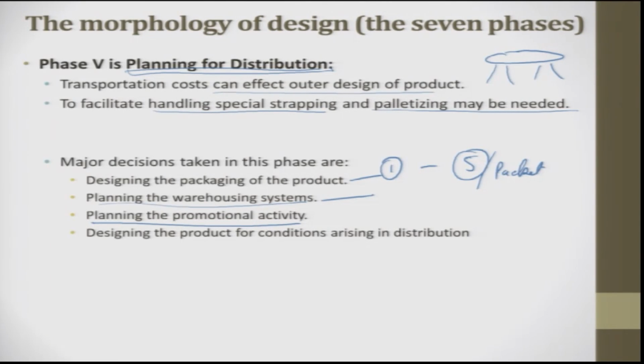Next one is designing the product for conditions arising in distribution. This is also very important. For example, when laptops are moved from Malaysia to India, many times they are moved by ships. What happens when it is moved by ship in the sea is that the complete container rattles, it goes up and down. So now individual laptops have to be packed.